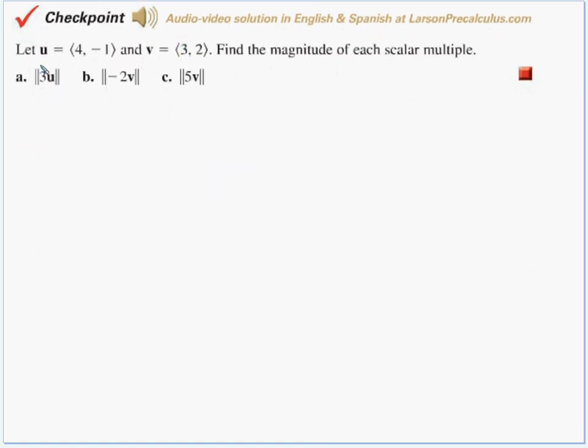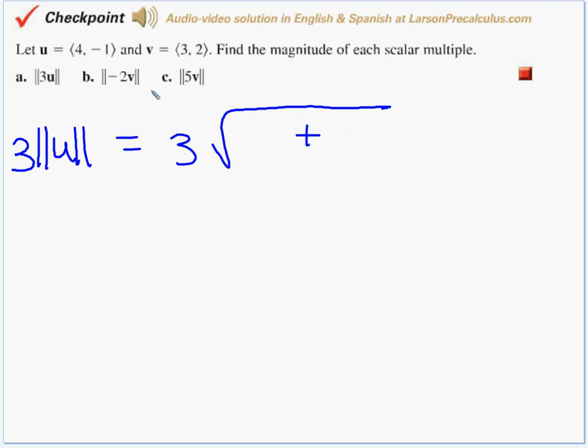All right, the first one here, let's pull out that 3. So that's going to be 3 times the magnitude of u, and that's just 3. We're going to put a radical there with a plus sign under it. For the u vector, we're going to square each of those, 16 and 1. So that becomes 3 roots of 17.